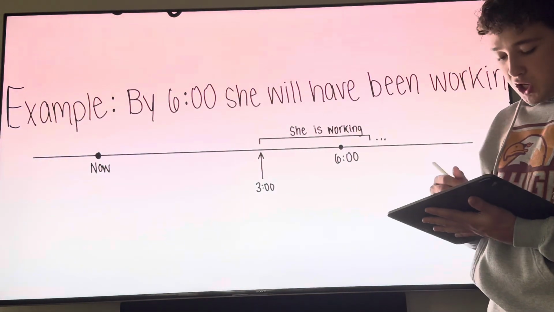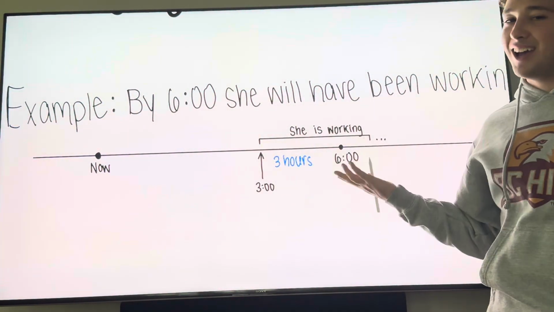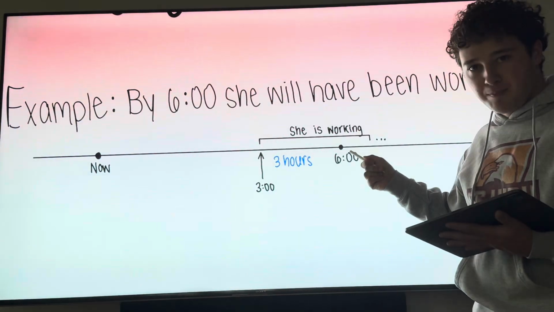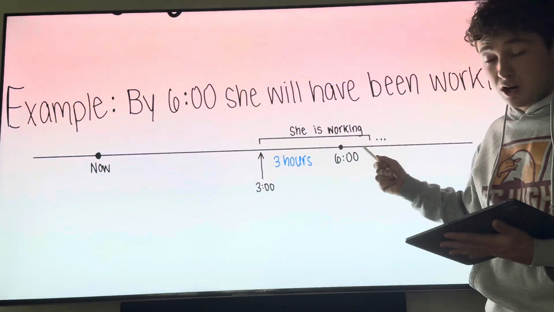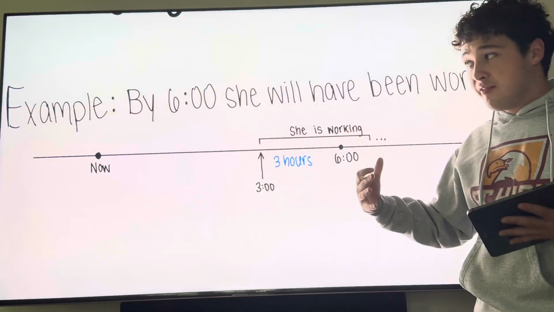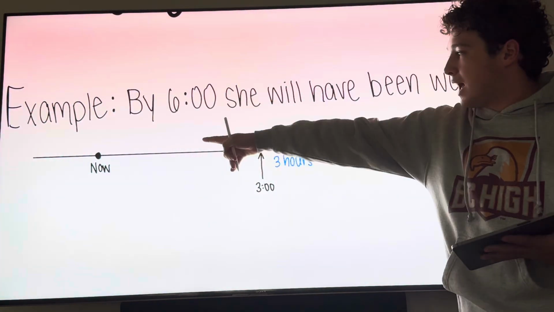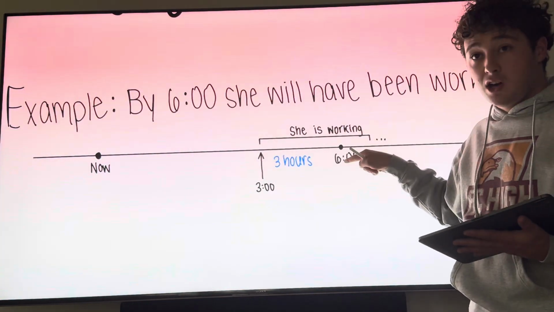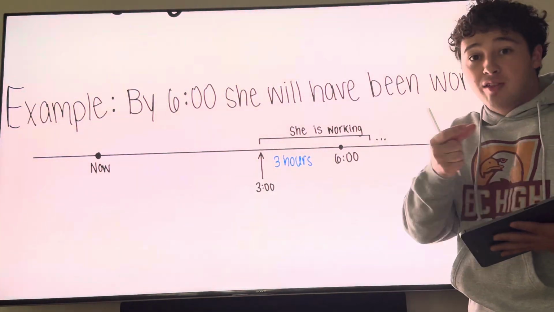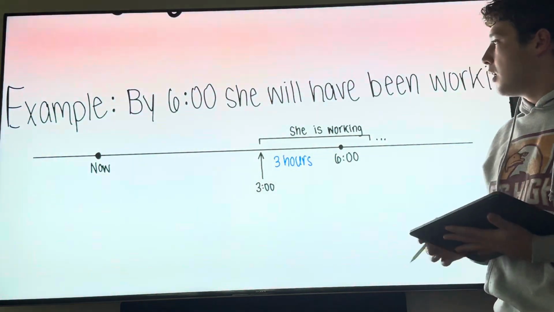Now, this is a bit difficult to understand. I get it. But it's basically saying that at a point in the future, an action will have been happening for a certain period of time leading up to it. So now is over here, at 6 o'clock in the future, she will have been working for 3 hours before. So from 3 to 6. Okay.